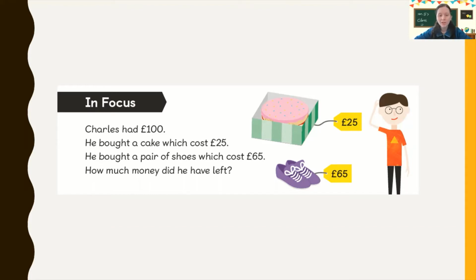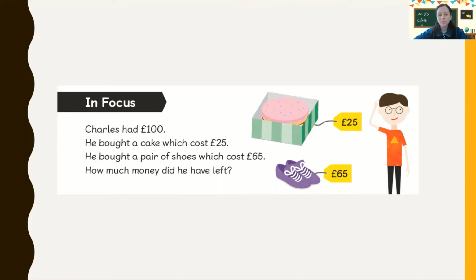So Charles had £100. Wow, lucky Charles. He bought a cake which cost £25. He bought a pair of shoes which cost £65. Charles is having a fancy day. How much money did he have left? Would you know where to start with this problem?